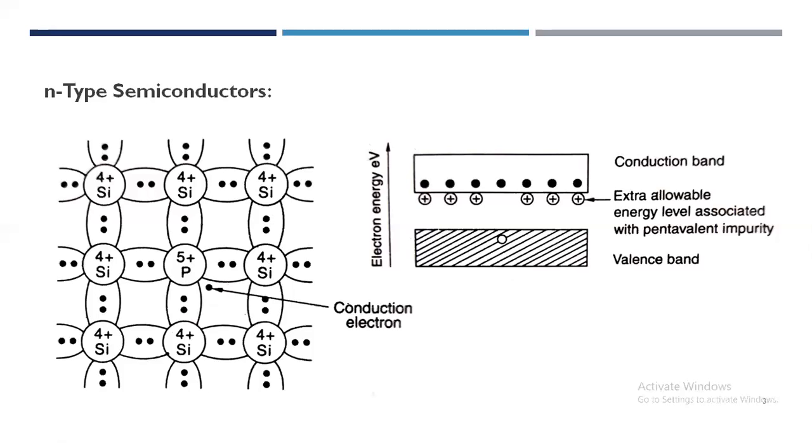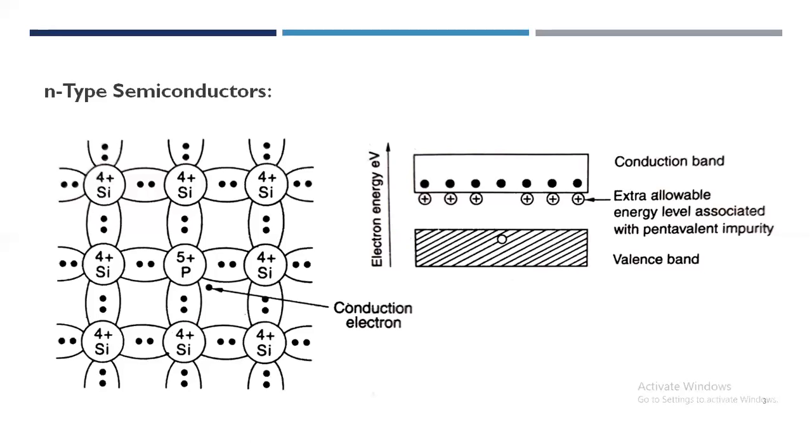When free from its parent impurity atom, this fifth valence electron moves randomly through the crystal in the same manner as do the free electrons present in the intrinsic semiconductor. When an electric field is applied, there is superimposed upon this random motion a steady drift towards the positive electrode that represents a flow of current.